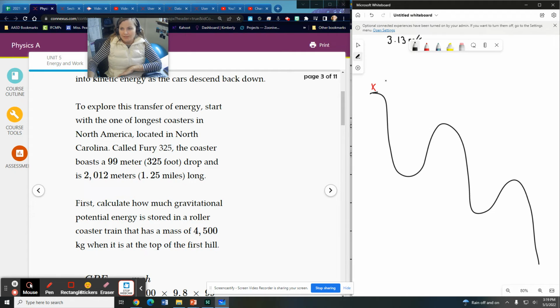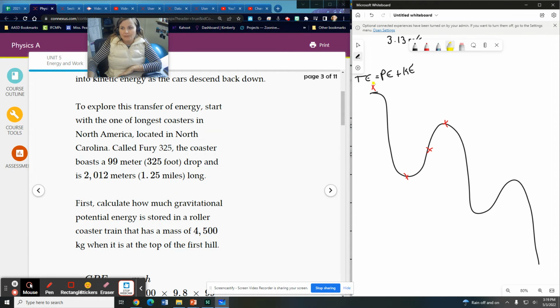Okay. So at any point along the track, your total energy is equal to potential energy plus kinetic energy. Any point. Doesn't matter where you are. Could be there, could be here, could be at the top of this hill. Doesn't matter. It's always going to be PE plus KE.